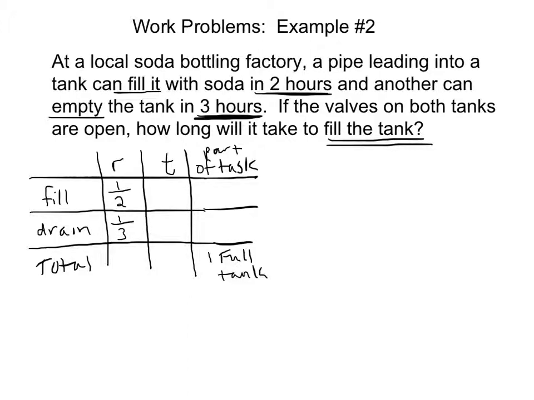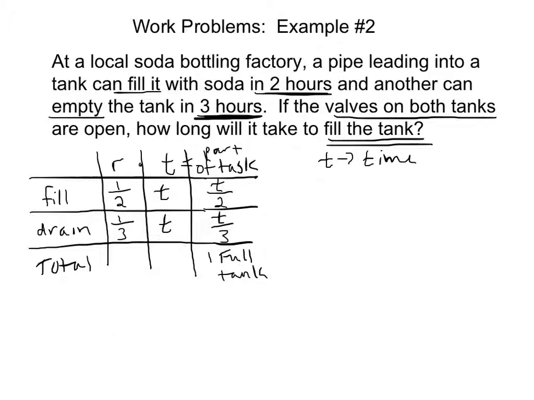Now, if the valves on both are left open, then the time is the same for both of these pipes that are on these tanks. So my time to fill and my time to drain is exactly the same, so I can use the same variable. Rate times time is equal to part of task. So again, this first one is going to be t/2. Again, I choose to write it as a rational expression. The second one is t/3.